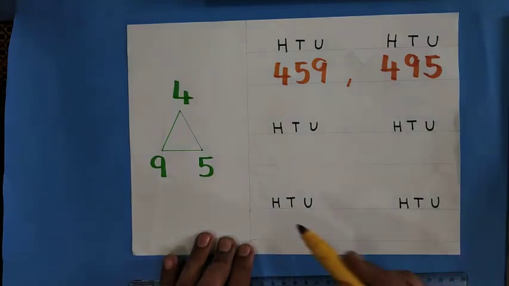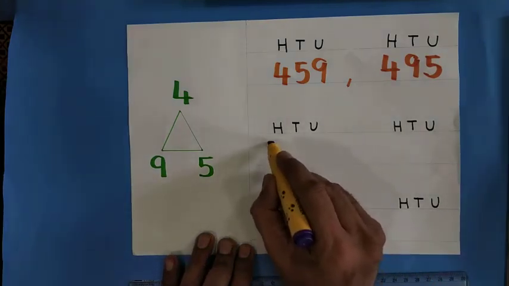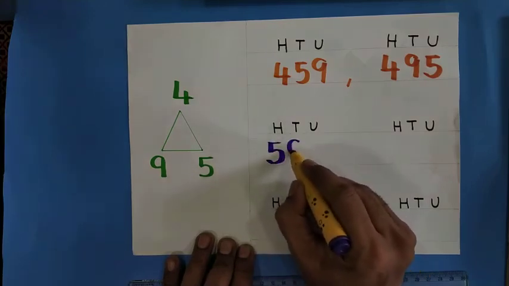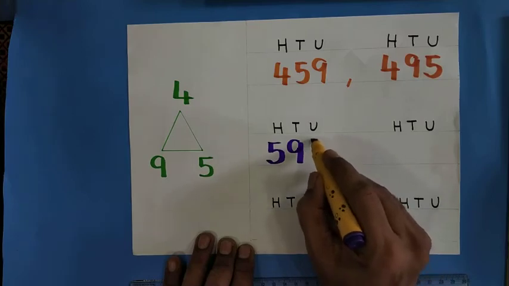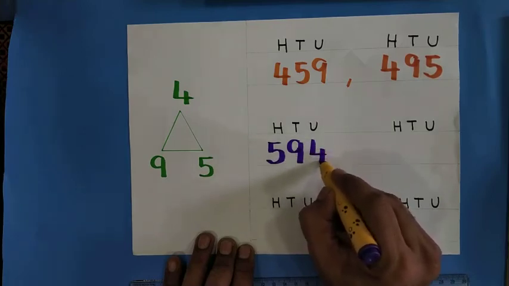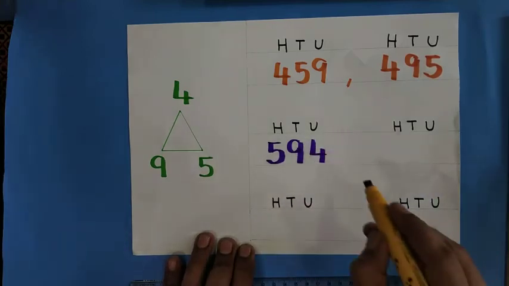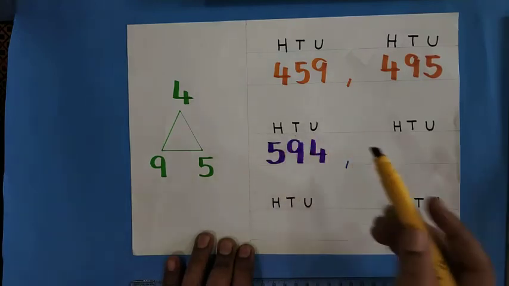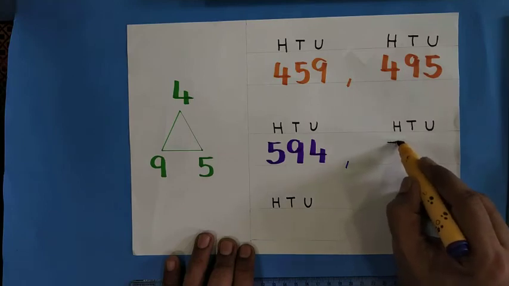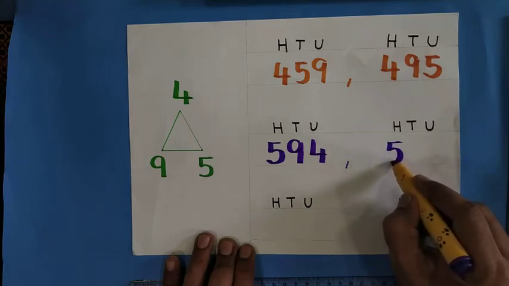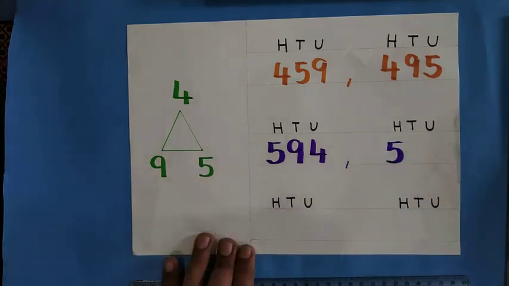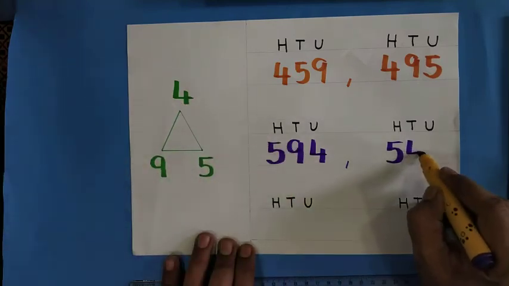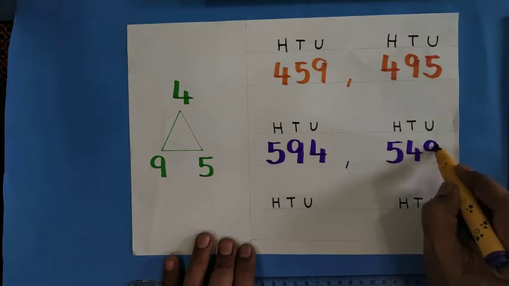Now take 5 at the 100 place. So easy, no? 5 at the 100 place, then 9 at the tens place, and 4 at the unit place: 594. A 3-digit number means 3 places should be there. Now again you take 5 at the 100 place, now anti-clockwise, like this: 4 and then 9.